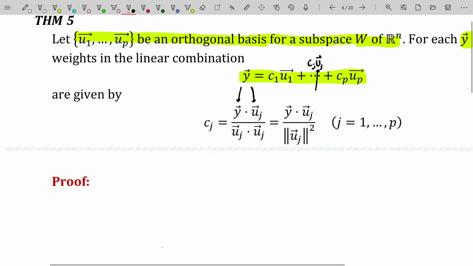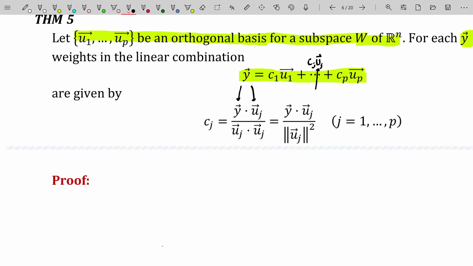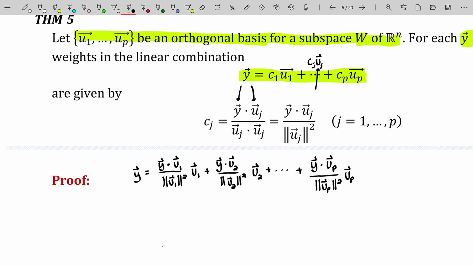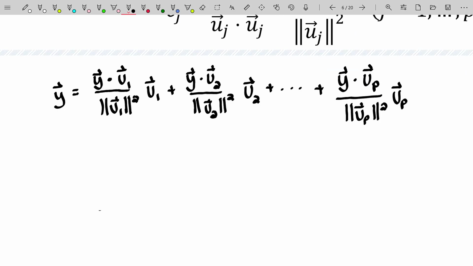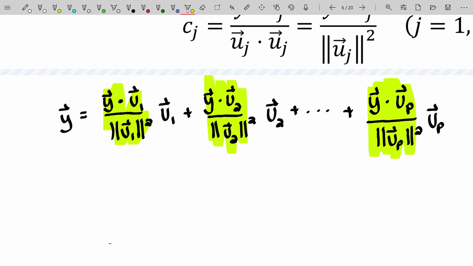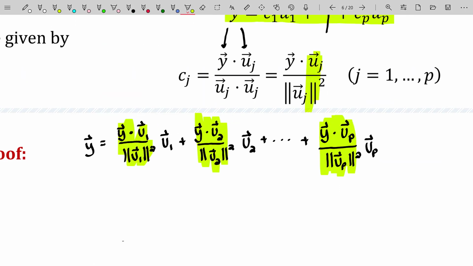So if you really want to be ugly about this, you could say that the expansion of y in terms of those basis vectors is this ugliness right here. Notice each of the coefficients matches the formula I wrote right here, and they're each attached to the corresponding basis vector u1, u2, and up.